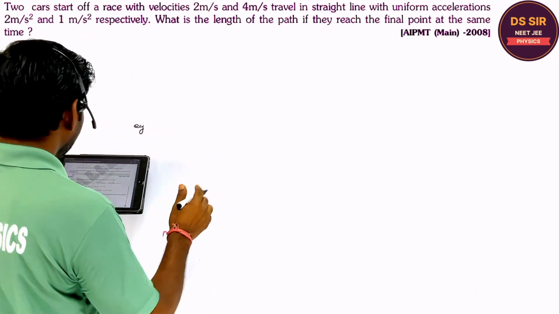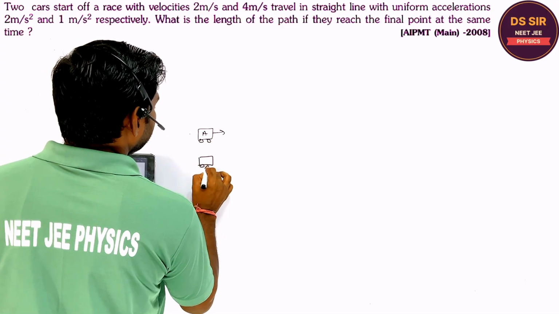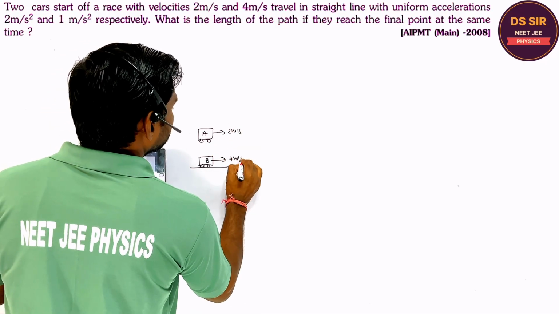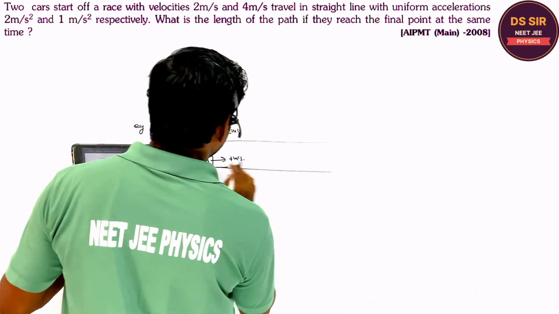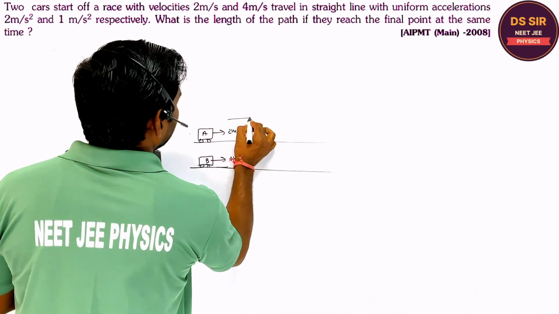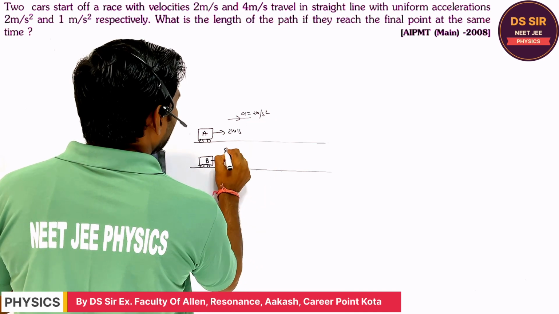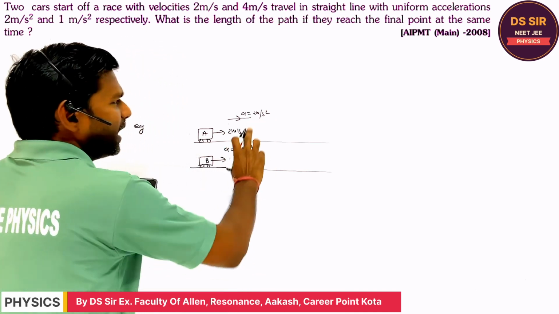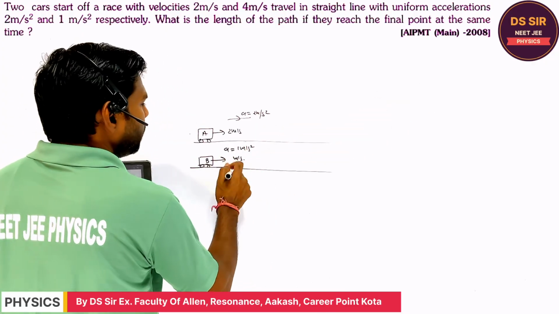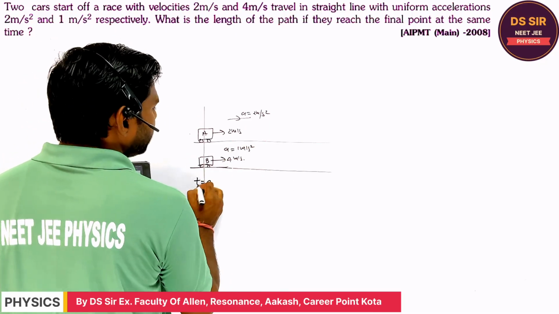In this question we have two cars. Suppose this is car A, and this is car B, with initial velocities of 2 meter per second and 4 meter per second. So whose velocity is more? Car B has the bigger velocity as compared to A. With uniform acceleration, car A's acceleration is 2 meter per second square, and car B's acceleration is 1 meter per second square. Acceleration means its speed is increasing fast, but car B's initial speed is more, though it is increasing less. So at t equal to 0, they start their motion.